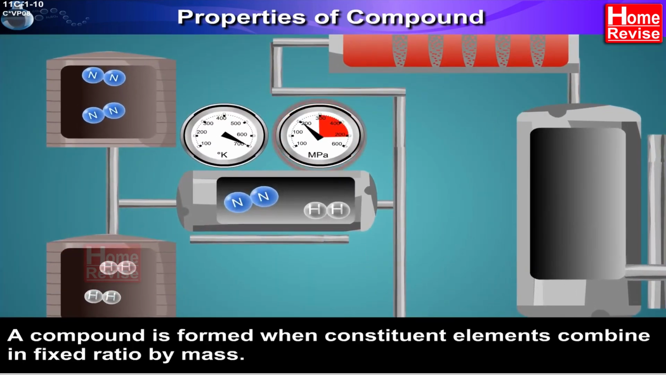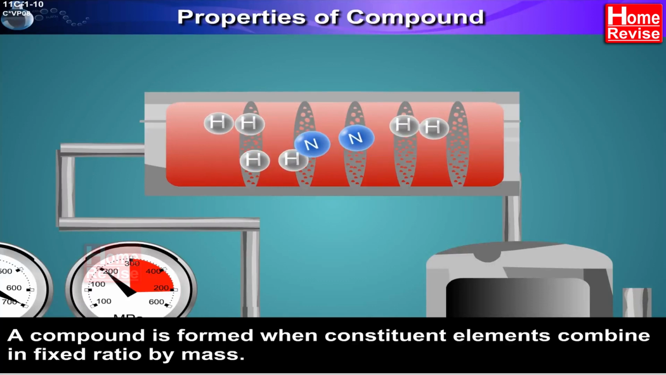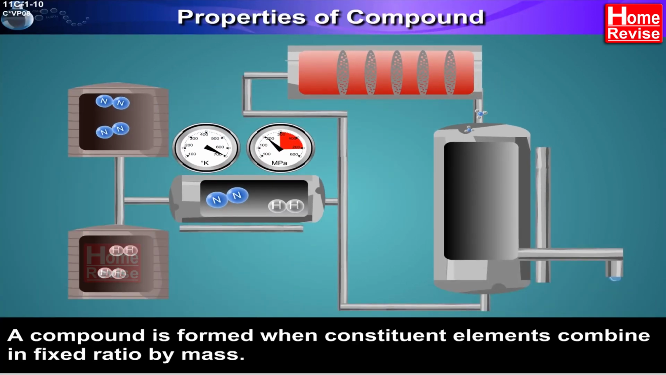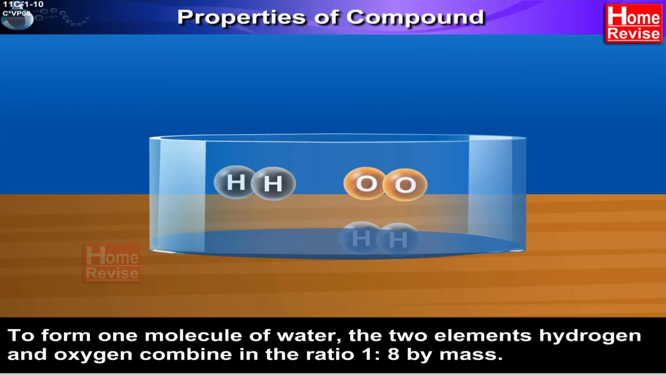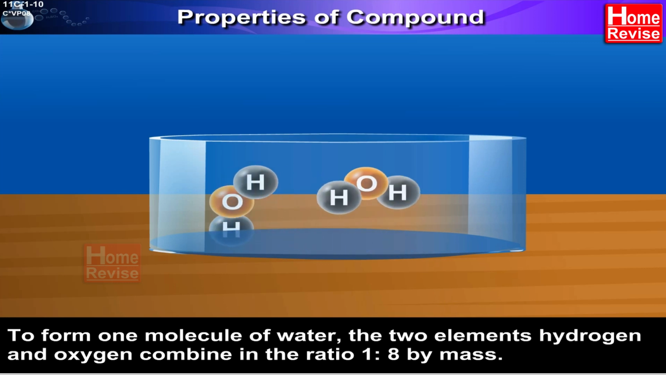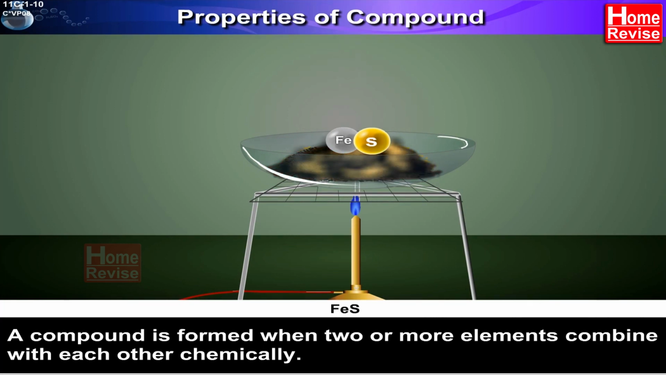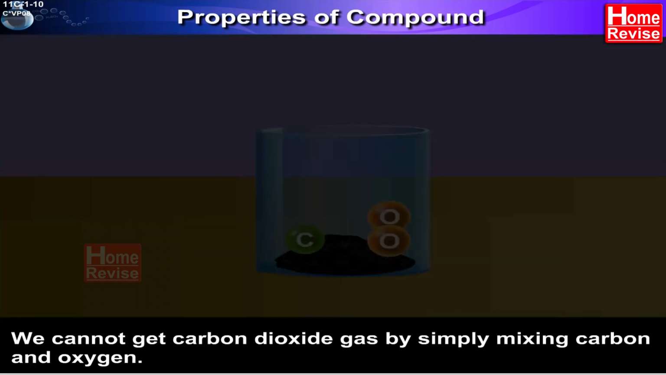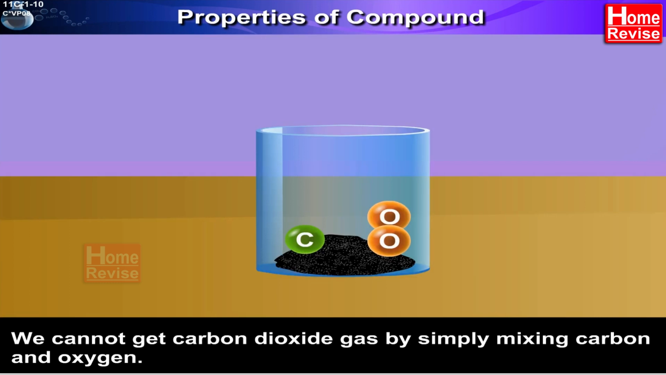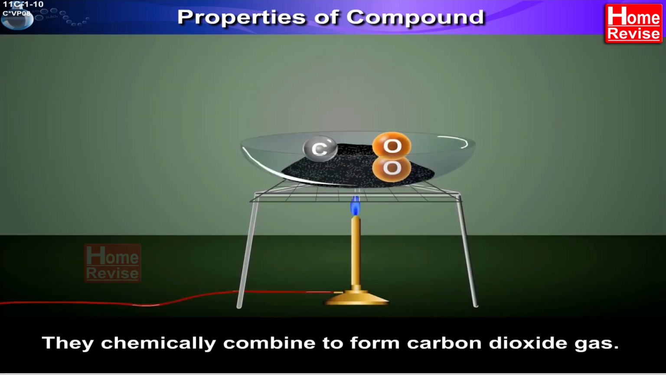A compound is formed when constituent elements combine in a fixed ratio by mass. To form one molecule of water, the two elements, hydrogen and oxygen, combine in the ratio 1:8 by mass. A compound is formed when two or more elements combine with each other chemically. We cannot get carbon dioxide gas by simply mixing carbon and oxygen. They chemically combine to form carbon dioxide gas.